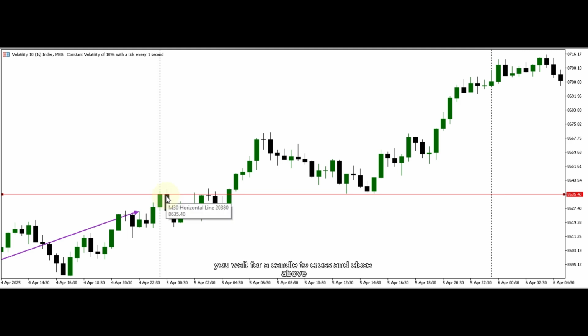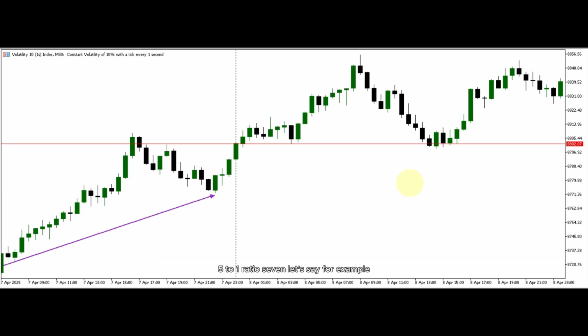Then after that, you will wait for a candle to cross and close above this horizontal line. You can see here that we have a candle that crossed above the horizontal line, but the candle did not close above it. But you can see this bullish candle here, it crossed and closed above this horizontal line, and immediately the candle closed, you place a buy trade. Then your stop loss will be at the low price of that candle, and your take profit should be between 1:5 to 1:7.